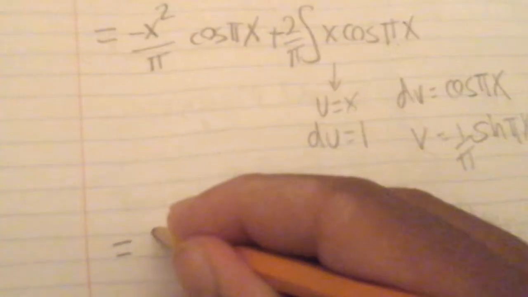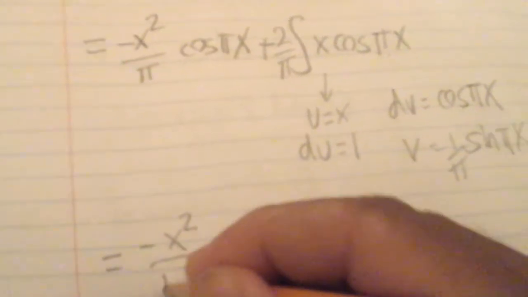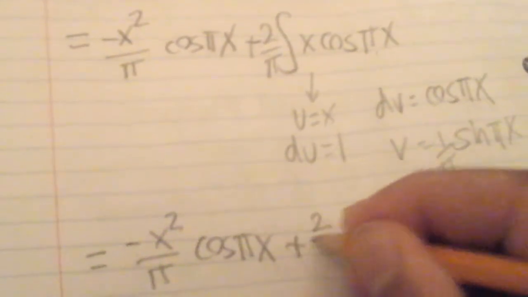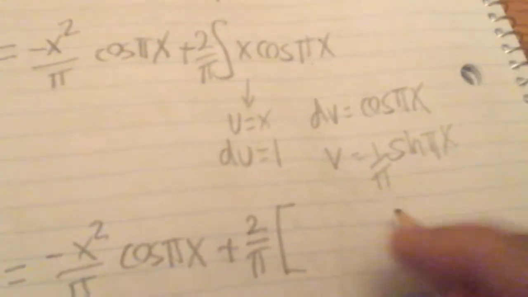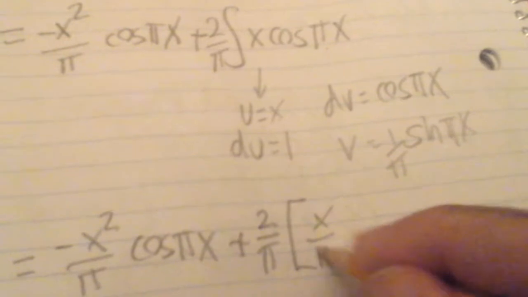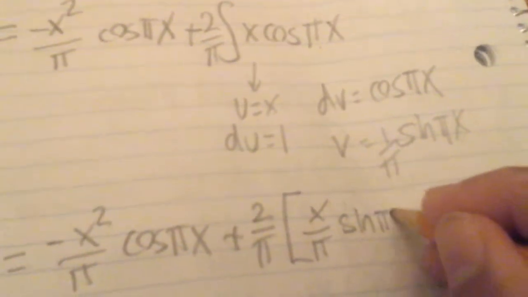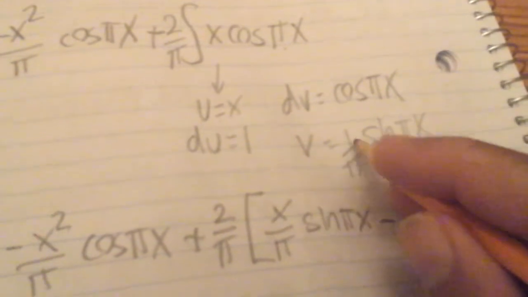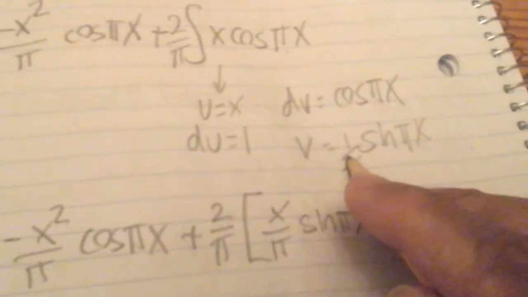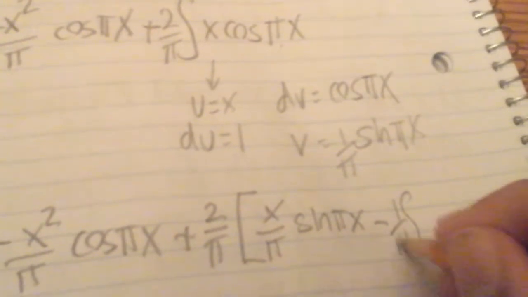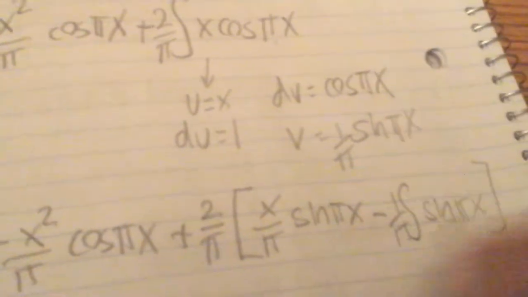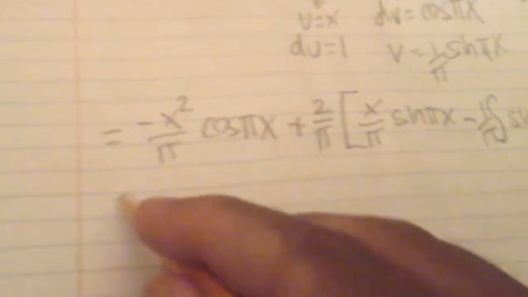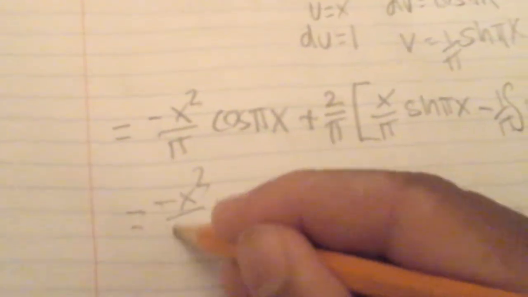So we'll write this whole thing out as negative x squared over pi cosine pi x plus 2 over pi. Now we make a big bracket and we sub it in. This and this. So x over pi sine pi x minus the integral. We'll remove this, and because of this 1 makes it so much easier, so we remove the 1 over pi sine pi x, and then now we just recognize we'll work this out.